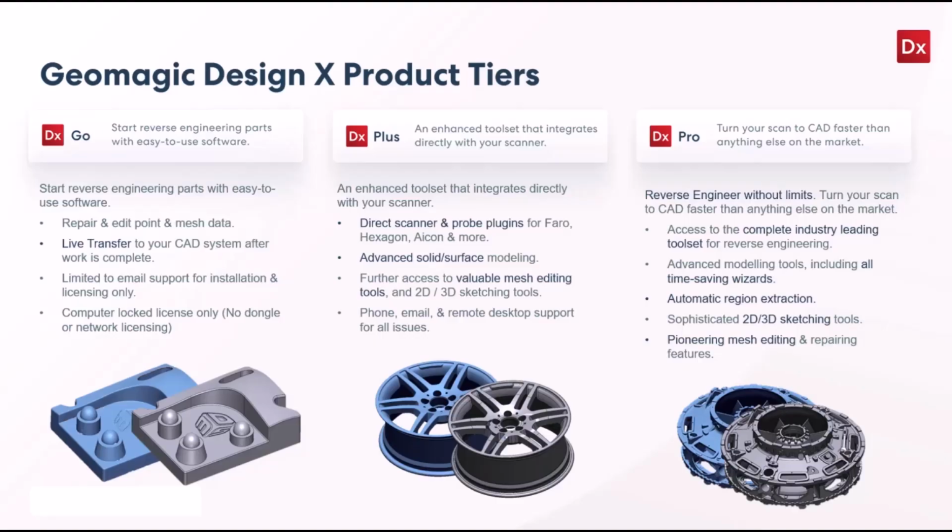So that is just from a high level. That's a really nice benefit. If Go is how you entered into becoming a customer of ours and you're interested in Plus or Pro, you could always on year number 2, while you're renewing your maintenance, decide to move up to Plus and then move up to Pro.